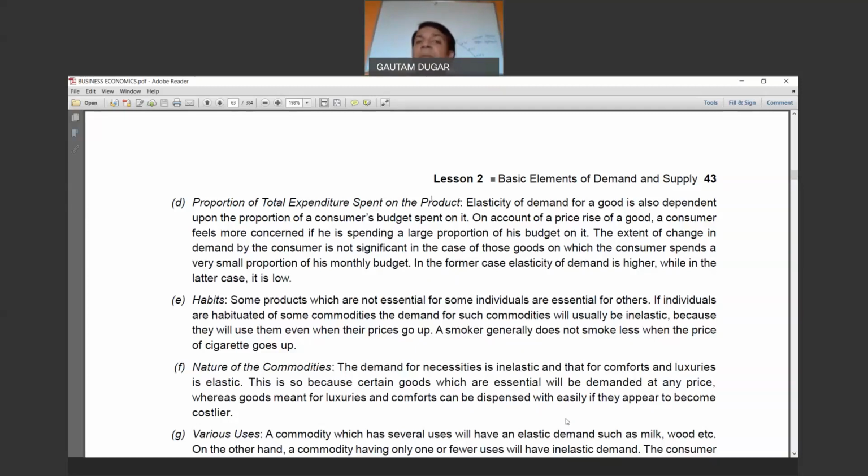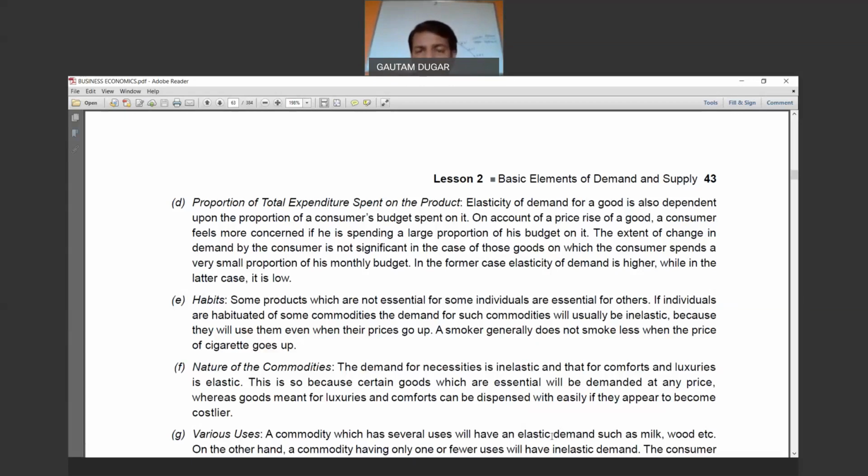Habits, habitual necessities. In the case of habitual necessities, demand is generally inelastic. There are people who have the habit of not consuming any food without doing puja, without offering flowers and incense sticks to the god. So whatever be the price of the incense sticks, they will be used. Habitual necessities, we also know about tobacco consumption, about liquor consumption.